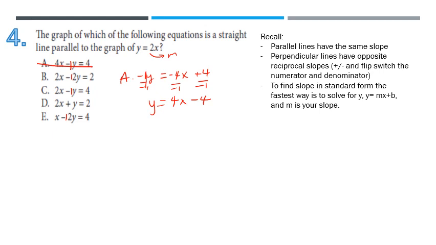Okay, what we also should notice here is that when we divided by negative, it made our slope a positive. And so we know that we have to be able to divide by negative, and D is a plus. So we won't be dividing by negative, we will be dividing by positive 1. So we can eliminate D as well.